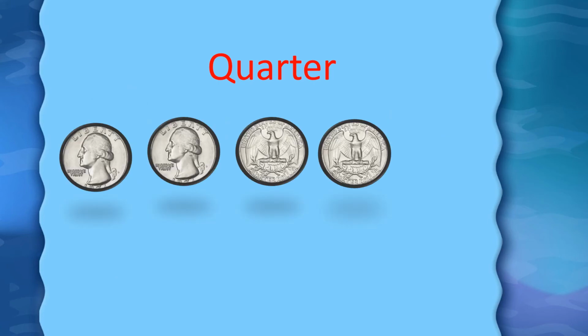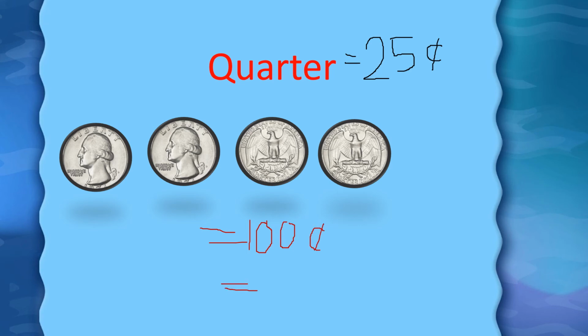Now let's count our quarters. Our quarters are worth 25 cents. So let's write 25 cents. So that means that we're going to skip count by 25 to see how many was the amount of our coins. So let's start. 25, 50, 75, 100. So that means that we have 100 cents, or we could say that this is a dollar. So let's write first 100 cents, which is the same as $1 bill.